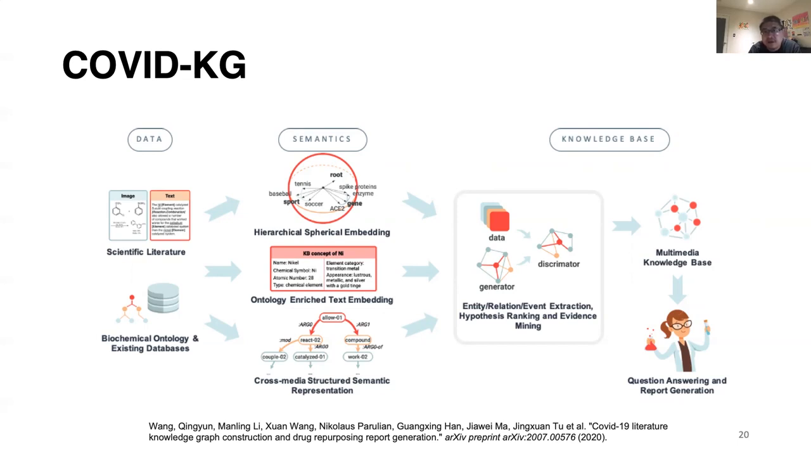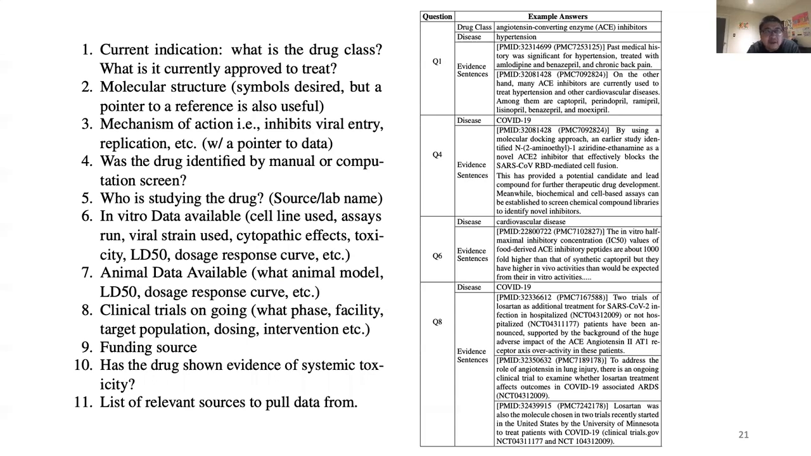Given the knowledge graphs enriched with path ranking and evidence mining, COVID KG can answer natural language questions in an effective way. These are the natural language questions given in the paper that their designed system could potentially answer, like what is the current indication of the drug, what is the molecular structure, what is the mechanism of action, and so on and so forth.